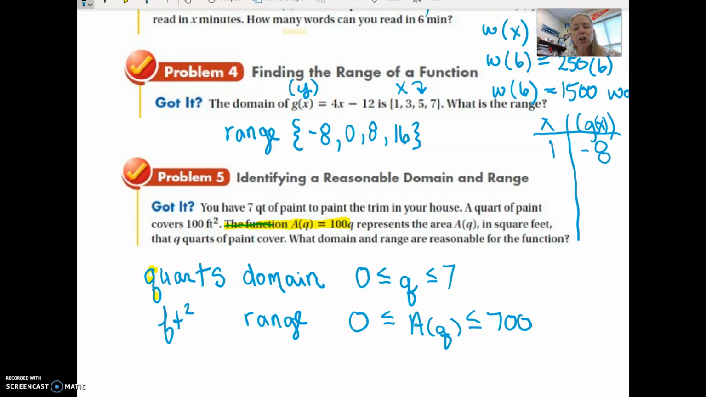So this would be an inequality to show our range of values that would be reasonable for this function and for this situation. Hopefully that helped there.